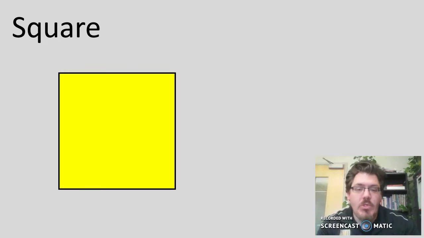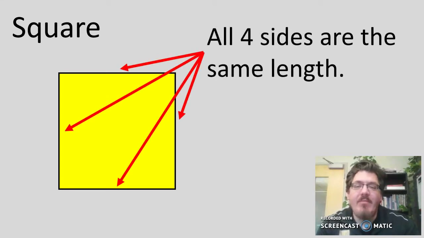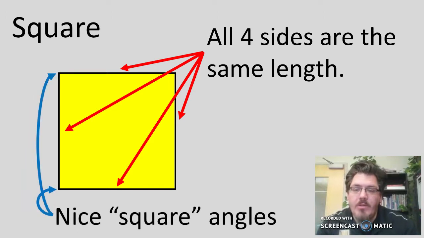The next basic shape that a kindergarten student should recognize is a square. A square is a flat, two-dimensional shape that is made up of four straight sides. The catch, though, is that all four sides have to be the same length. In addition, the sides have to meet at nice right angles. In other words, the corners of a square are, well, square.